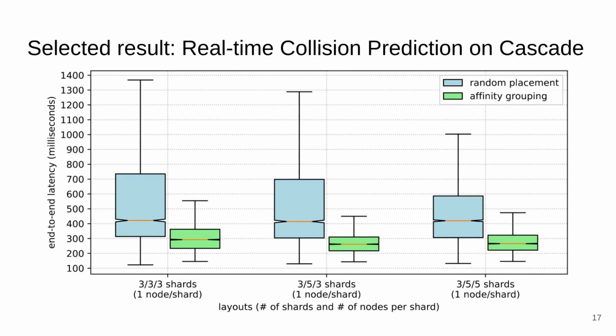So these are some results we got. This is the end-to-end latency, and we can see in green here that with affinity grouping we got a much lower end-to-end latency, much more consistent as well, and this was true as we increased the number of shards, as we scaled our deployment.